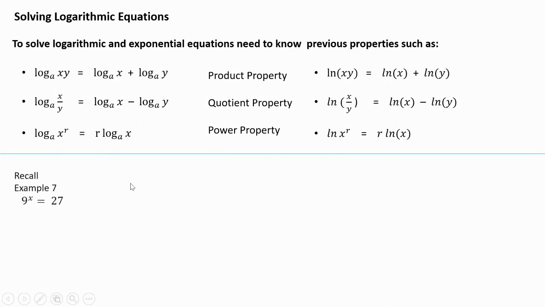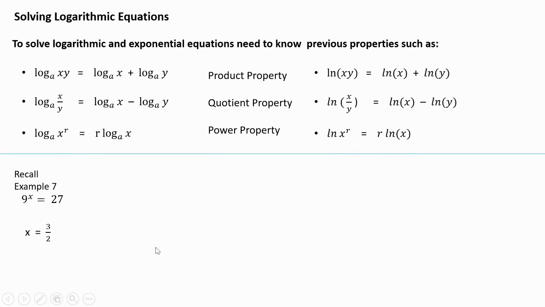Now, example 7. We have 9 to the x power equals 27. You can do it another way. If you struggle with getting the same base, you can always apply the rule I'm going to show you right now. I like to use the ln, because you're going to be using it in the next chapter, chapter 5. The log, you're not going to use again in chapter 5, but the ln, you use it.